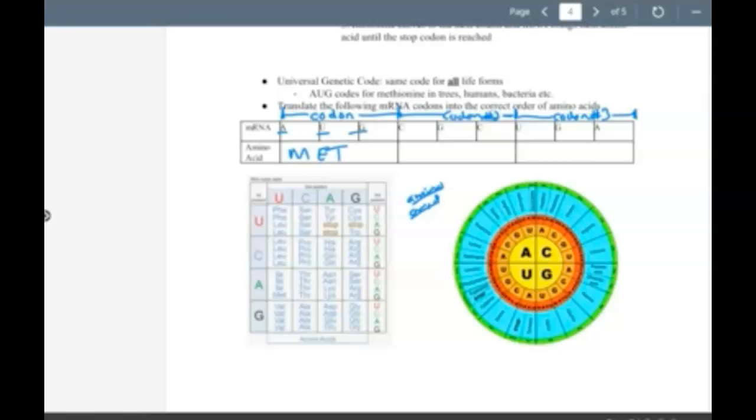CGC. So in the first, or the innermost circle here, I'm going to circle my C. C, then what? G, there's my G. And then C, that makes arginine. Arginine is a different amino acid. I don't want to write it out. I'm going to use the abbreviation ARG. You see how this chart works?